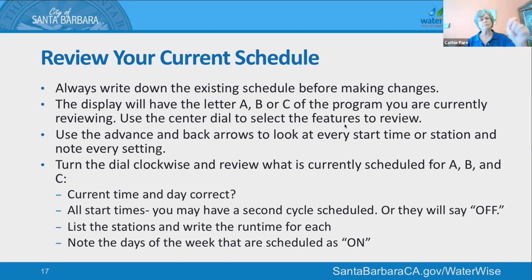So you make sure that you're on program A, turn that center dial, check the current date and time, obviously, make sure it's the right date and the right year, go to start times, and you will have multiple start times. So you want to look at and write down those multiple start times, and then go to run times. Using your irrigation schedule, it'll say station 1, write down the amount of minutes that's scheduled to run. Go and look at every single station.